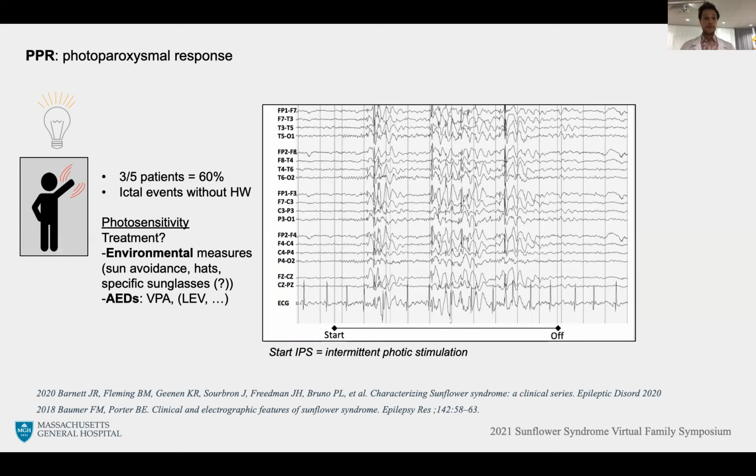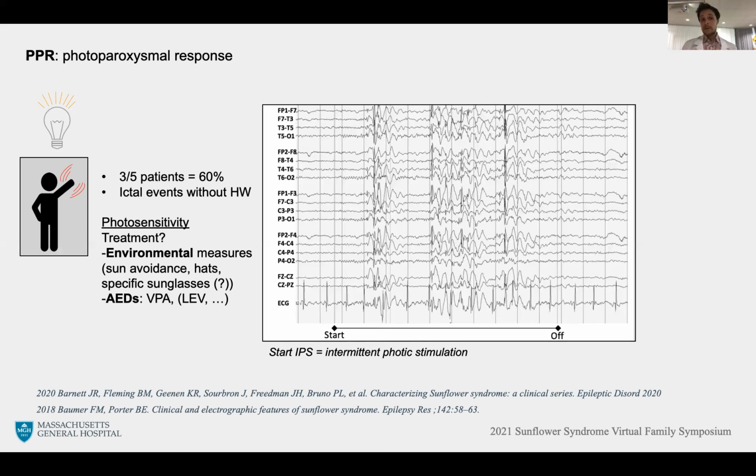If you look at previous research, this photosensitive epilepsy responds well to certain treatments. You can have environmental measures, or you can have several anti-epileptic drugs, so AEDs. And what is very specific, if you look at these references, Barnett and Baumer, they are saying that valproic acid, so it's the Depakine, is one of the most effective treatments for photosensitive epilepsy, although we know that for sunflower syndrome, it's often drug resistant. So we need better treatments. This is, again, a topic that needs further research.